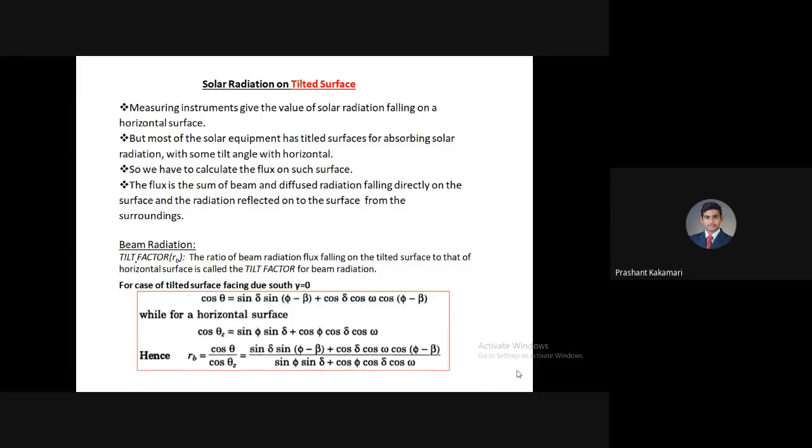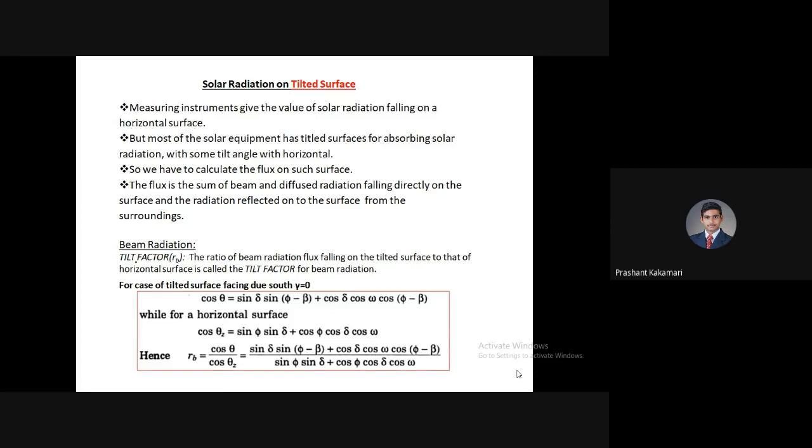That's why this tilting of the surface is very much needed, because throughout the year the sun is not taking the same path with the same inclination. It is always changing the path. So if you see the tilt factor, or the tilting of the sun and the earth angle, it is tilted to some direction. So always you have to go for tilted surfaces to absorb maximum radiation from the tilted earth.